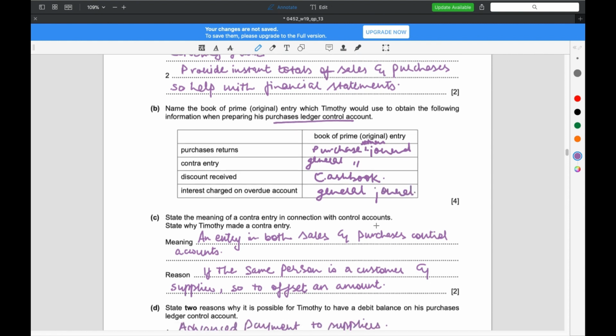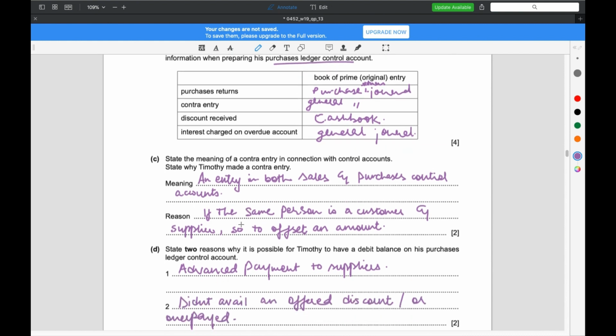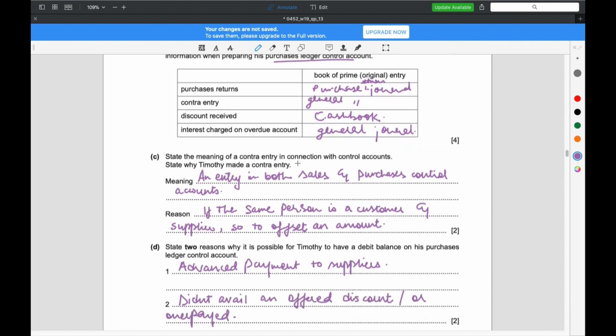Okay. So part C, he says state the meaning of a contra entry in connection with control accounts. State why Timothy made a contra entry. Okay, so the contra entry, as we know, is an entry which is made on both the sales and purchases control accounts. The reason is, if the same person is a customer and supplier. So for example, if somebody buys stuff from you and you buy stuff from him.